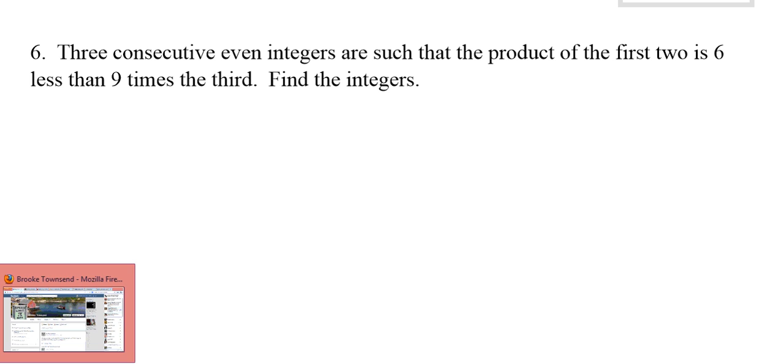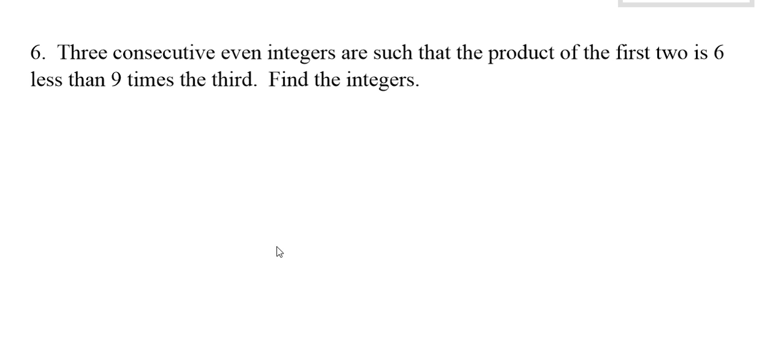It says, three consecutive integers are such that, oh, wait, I skipped a word. Three consecutive even integers are such that the product of the first two is 6 less than 9 times the third. So, and then find the integers. So certainly this is a mouthful. Let's worry about that later.